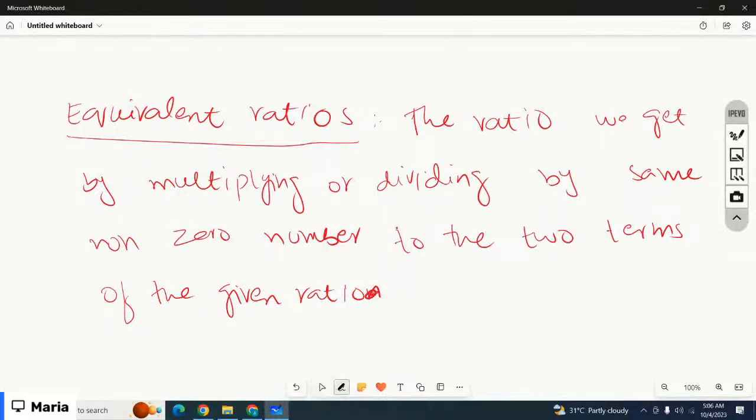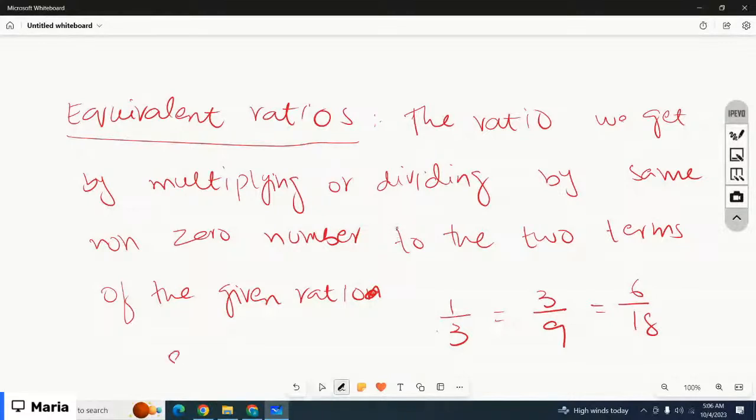For example, you have 1 over 3. You're going to multiply both the numerator and denominator by 3. Then 3 times 1 is 3, 3 times 3 is 9. 1 by 3 and 3 by 9 are equivalent ratios, right? You multiplied numerator and denominator by the same number. You can multiply by any number. You can do 6 times 1 is 6, 6 times 3 is 18. So 1 by 3, 3 by 9 and 6 by 18 are equivalent ratios.